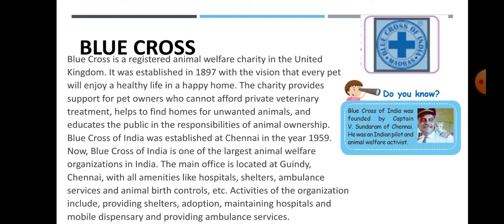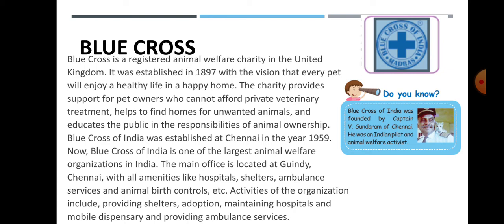Blue Cross is a registered animal welfare charity in the United Kingdom. They started in the United Kingdom, and it was established in the year 1897 with the vision that every pet will enjoy a happy life in a happy home. That is the vision they took upon themselves. And the charity's support comes from whom, can you tell me? Yes, it is from the pet owners and some veterinary welfare associations too.